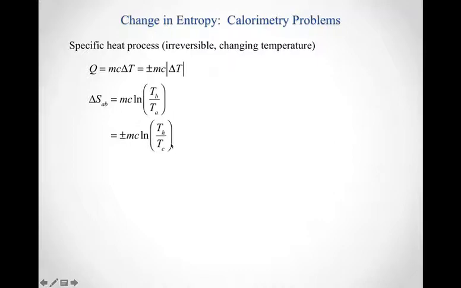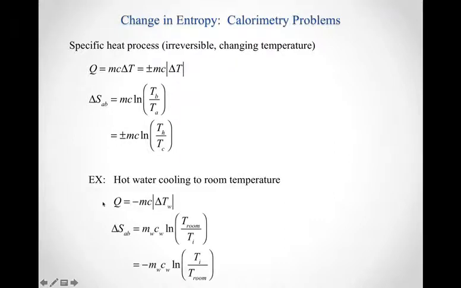That's always going to be larger than 1. The natural log of a value larger than 1 is always positive. Again, as an example, let's say we've got hot water cooling to room temperature. So if I wanted to calculate Q, the energy that the water had to give up as heat as part of this process, that's going to be negative mc times the absolute value of that temperature change for the water.